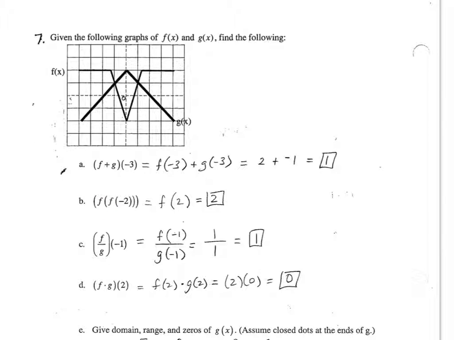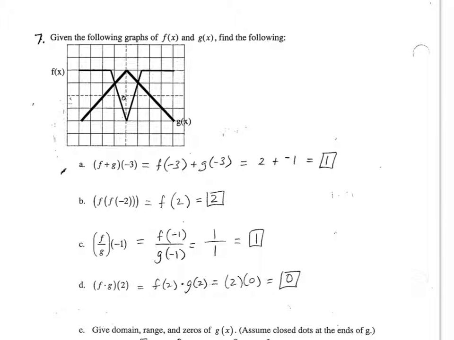Part B. To find f of f of negative 2, I work on the inside first. So to get f of negative 2, I count 1, 2 to the left, and up 2. So f of negative 2 is positive 2. And now I insert that again. So to find f of 2, I go 1, 2 to the right, and up 2, and I have positive 2 for f of 2.